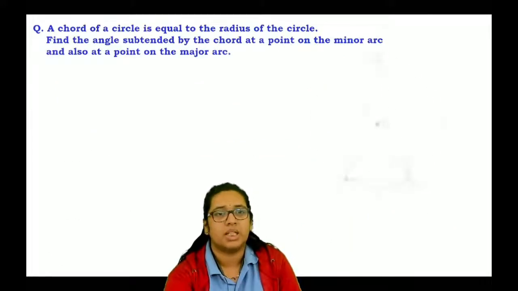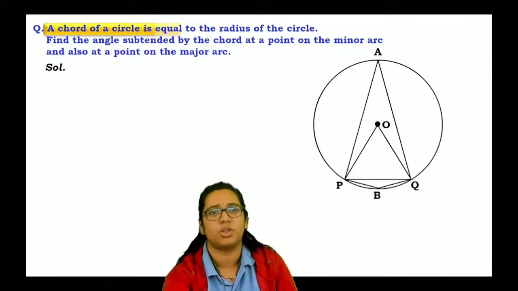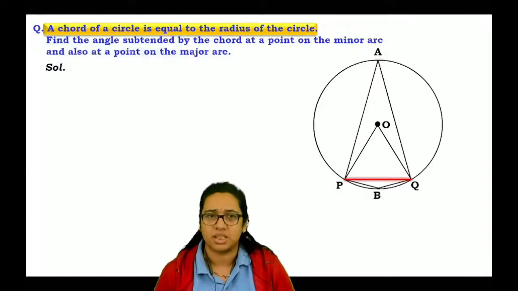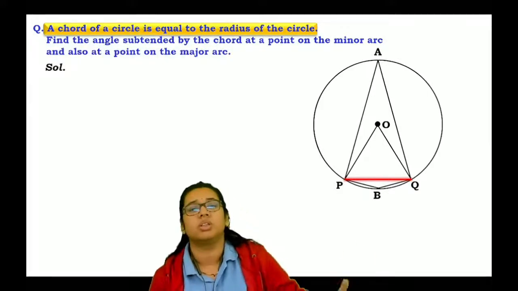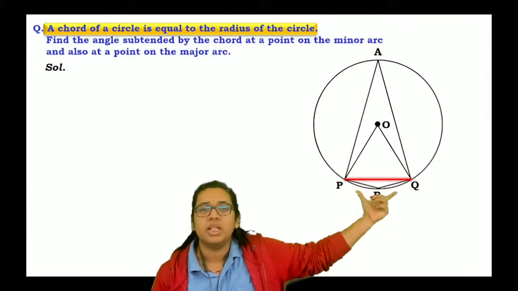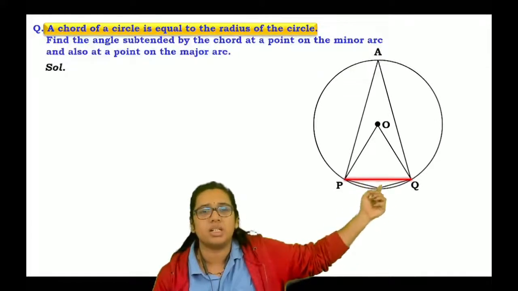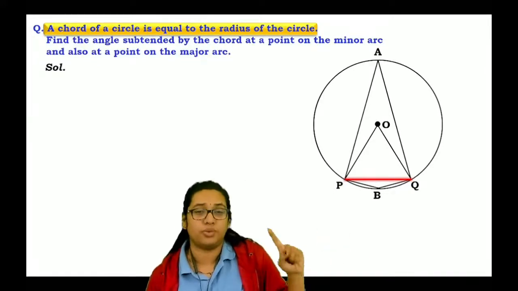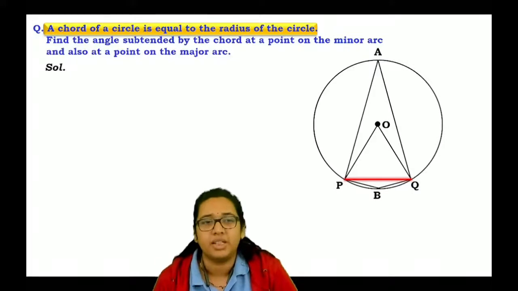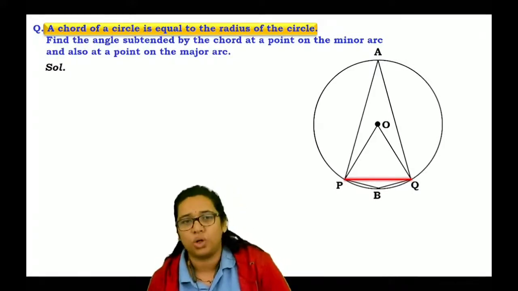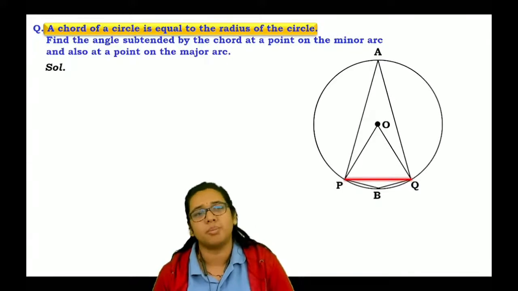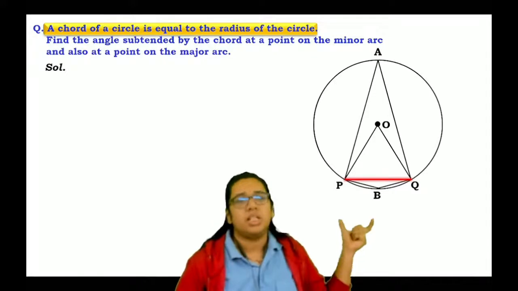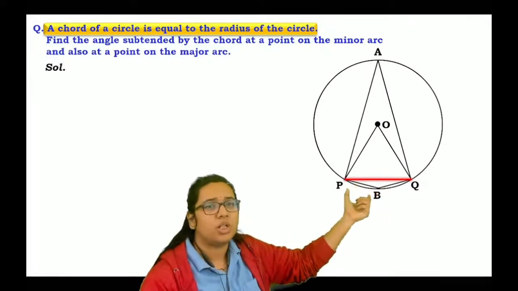Okay, the last question for today's session. See, a chord of a circle is equal to the radius of the circle. A chord of a circle is equal to the radius of the circle. This is your given part. Then find the angle subtended by the chord at a point on the minor arc and also a point on the major arc.